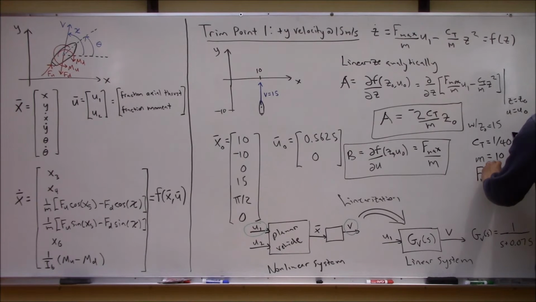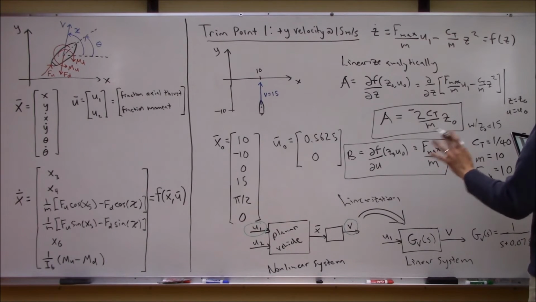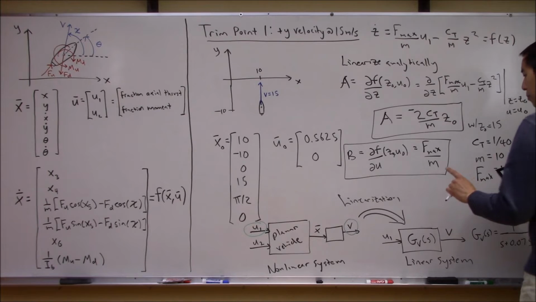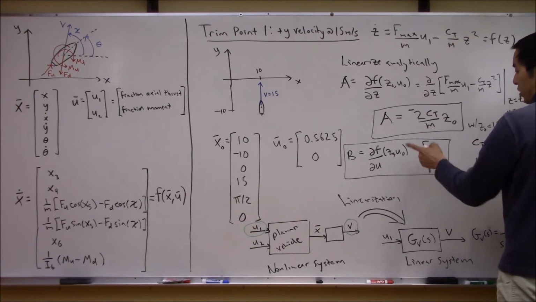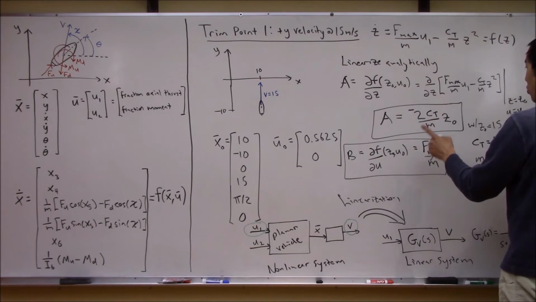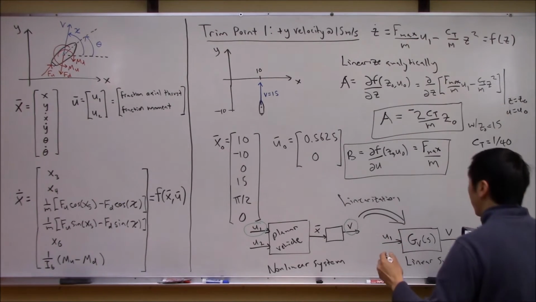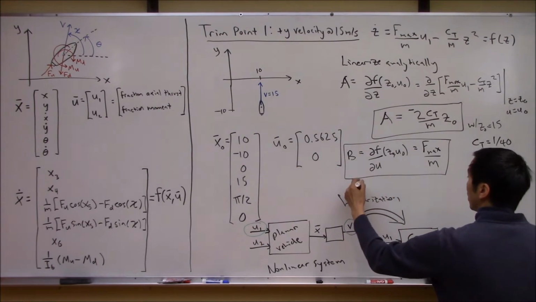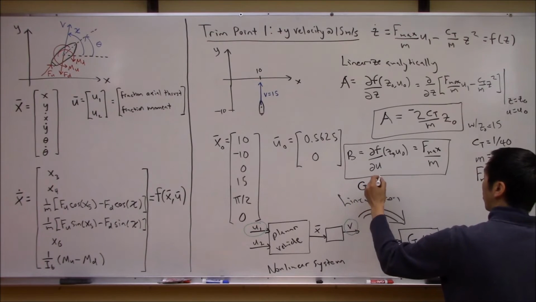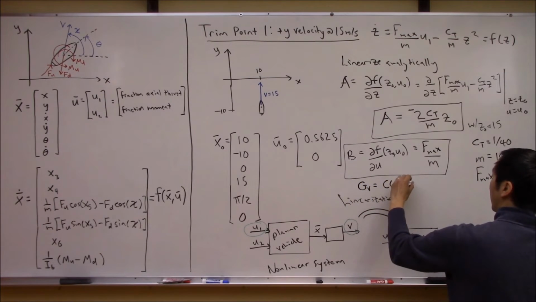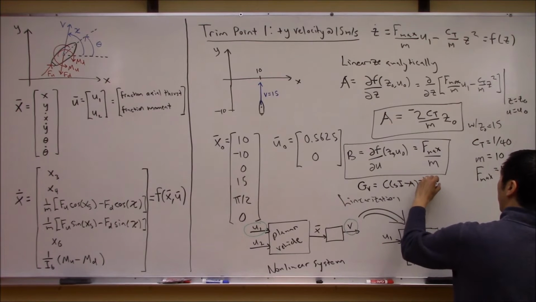So I think F max, what were we using in this case? It was also 10. There, okay? So now we can get the transfer function between z, which is velocity, right, and u1 here, okay? So the way we get that, right, is the transfer function gv.